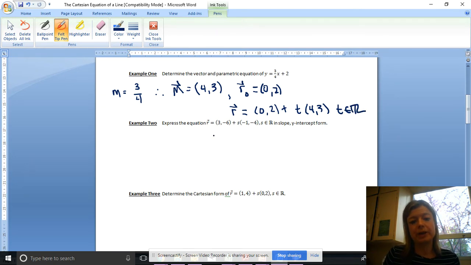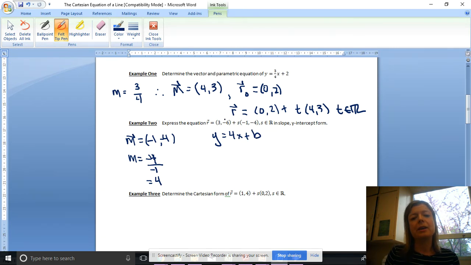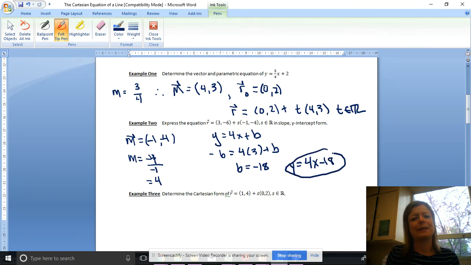What if we have a vector equation and we want to put it into slope y-intercept form? Here we can see that our direction vector is (-1, -4). So the slope is the rise, -4, over the run, -1, so just 4. If you go over 1 and up 4 and draw a line there, the slope of that line would be 4. So our equation would be y = 4x + b. We need to find b, and we can use this known coordinate: -6 = 4(3) + b. We solve for b and get -18. So y = 4x - 18 is that equation in slope y-intercept form.